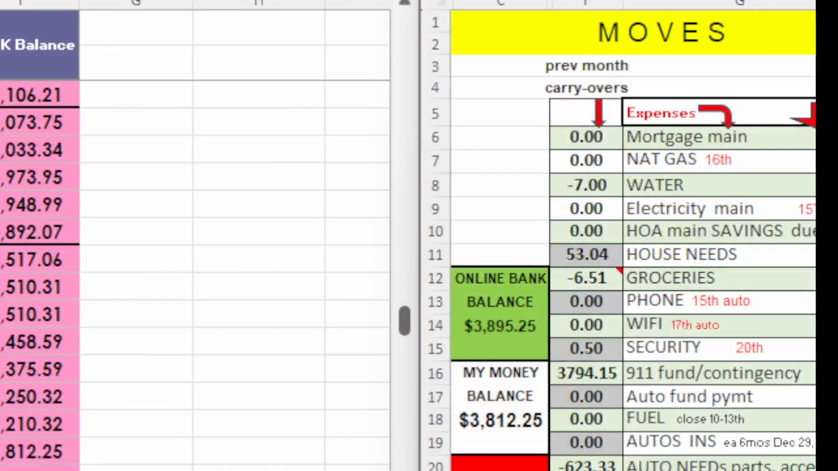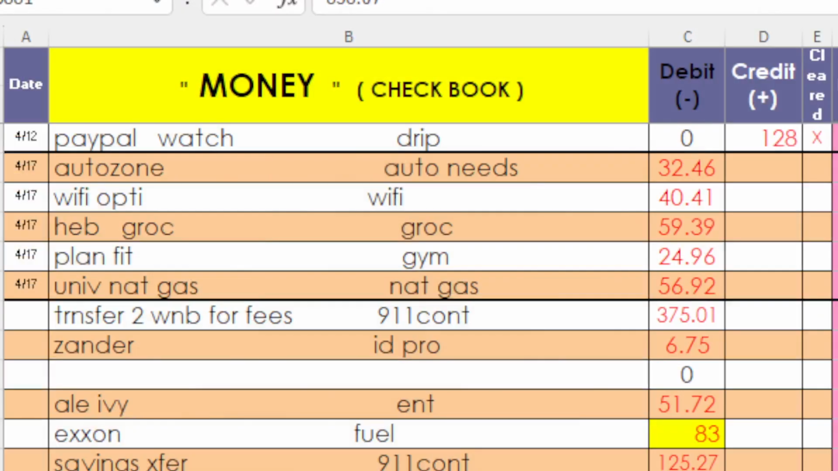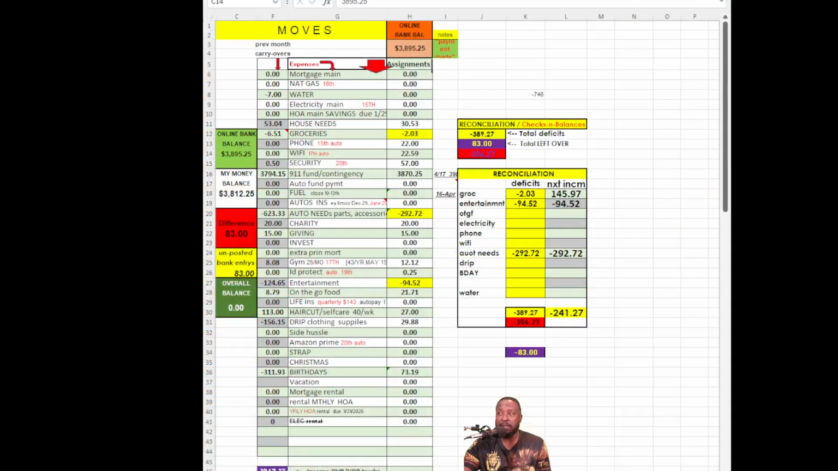So when you're in a situation where you have negative amounts over here, like this negative 203, this negative, let me go into the move spreadsheet. See, these negative amounts correlate with the amounts that we want to make the adjustments with, based on making sure that they get covered.